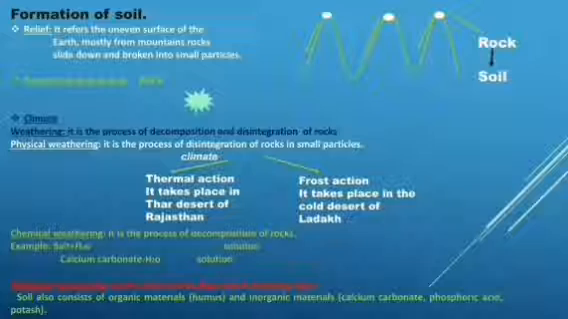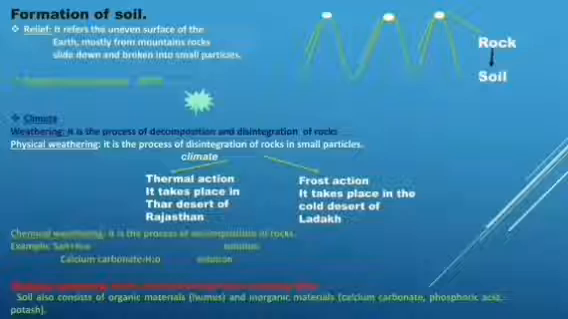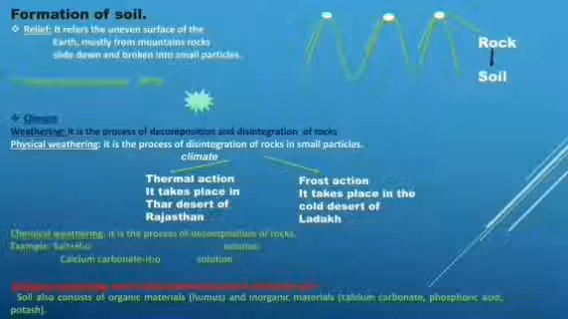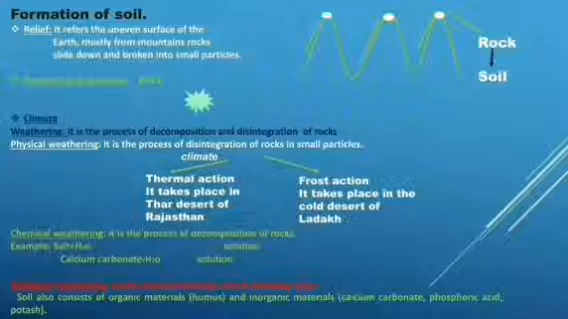There is hot desert, which is found in Rajasthan. There is again the formation of the soil which took place by the process which is known as thermal action. This was the physical weathering. Now chemical weathering. It is the process of decomposition of rocks.